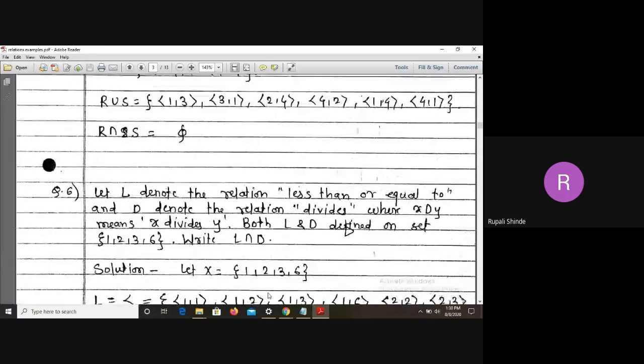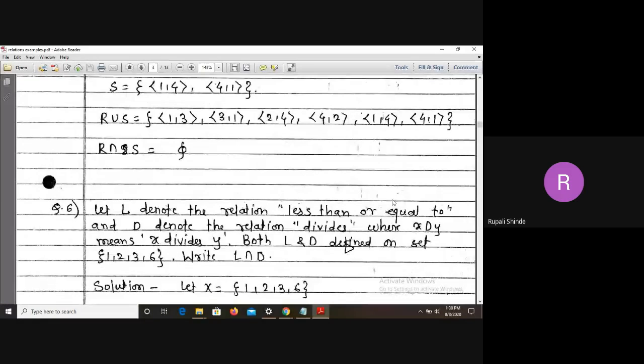So first of all, we have to write what is the relation L. So L is relation that is less than or equals to relation. So first of all, we have to find all such order pairs those are satisfying this condition less than or equals to. Therefore, the first element of that order pair should be less than or equals to second element of that order pair. So likewise, we can write the order pairs as 1, 1.